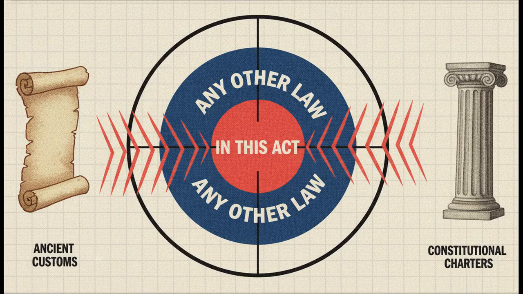And if it says "contained in any enactment," it only overrides officially enacted legislative laws. That means it cannot touch common law rules, ancient customs, or constitutional charters. The blast radius is entirely defined by the vocabulary.